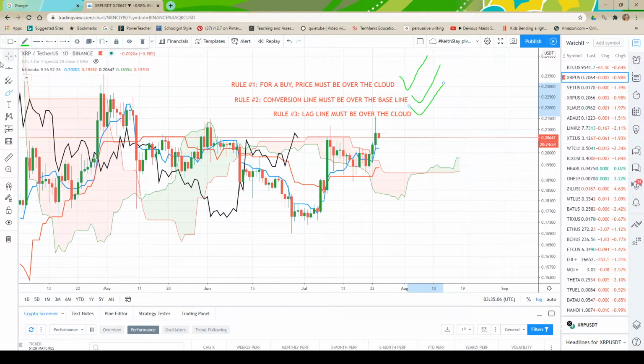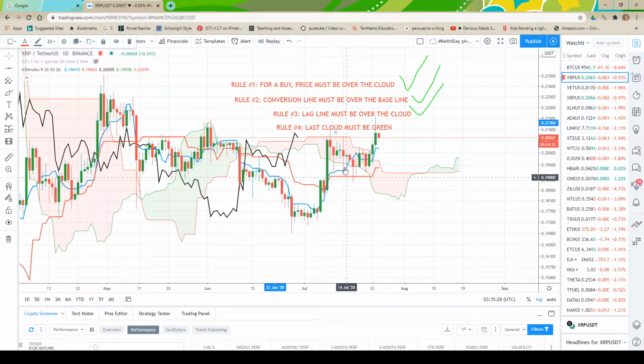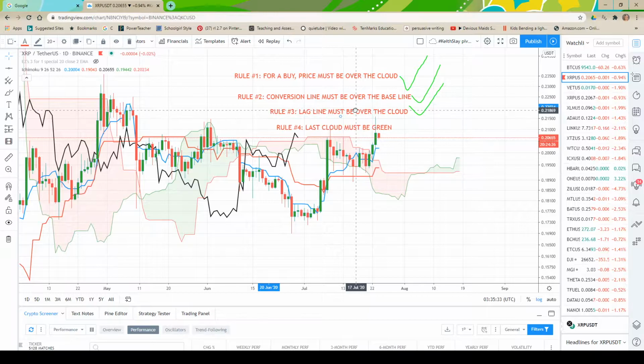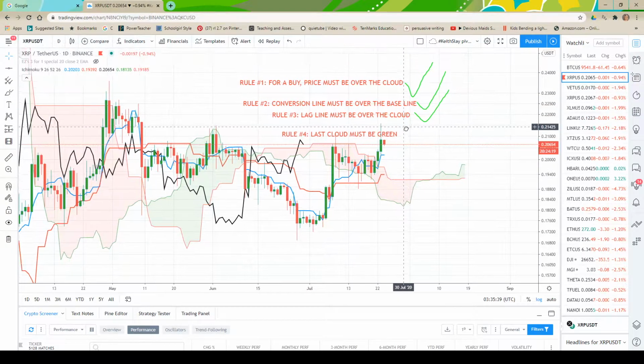Done. Rule number 4, and the last rule. Rule number 4: last cloud must be green. Is the last cloud green? Correct. It is green. That gets a check mark.